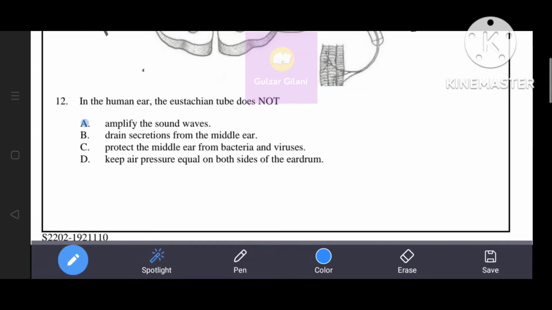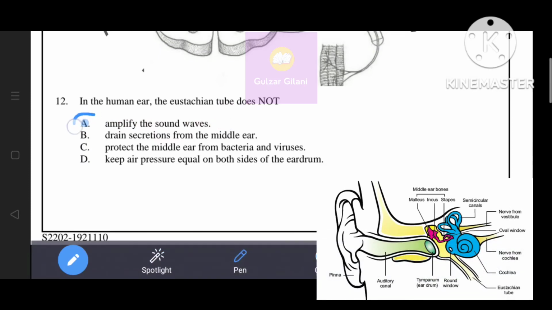नेक्स्ट क्वेश्चन. In the human ear, the eustachian tube does not amplify the sound waves. Means option A is the correct answer. Eustachian tube amplify नहीं करती है साउंड वेव्स को. बाकी सारे जो फंक्शंस नीचे लिखे हुए वो eustachian tube के हैं. That is, drain secretions from the middle ear, protect the middle ear from bacteria and viruses, keep air pressure equal on both sides of the eardrum. Means option A is the correct answer.